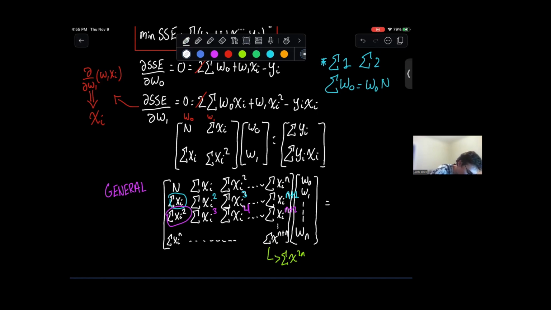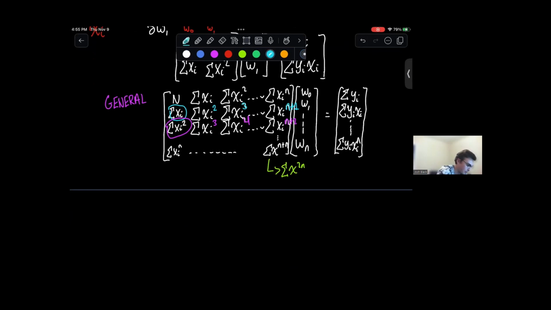The right side is always going to be the same too. Assuming we have one function that is just 1, we're going to start off with the sum of yi. Then for every subsequent row, the sum of yi times xi, all the way until we get yi times xi to the power of n.